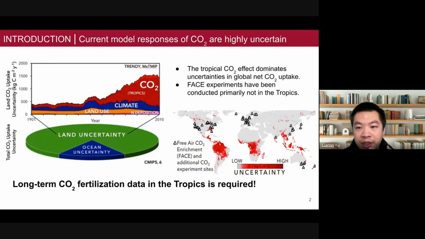Uncertainties in CO2 fertilization effects on global carbon uptake are still dominated by the tropical response. However, most FACE experiments have been conducted outside the tropics, leaving a major gap in model validation. To address this, long-term CO2 fertilization data from tropical regions are needed.